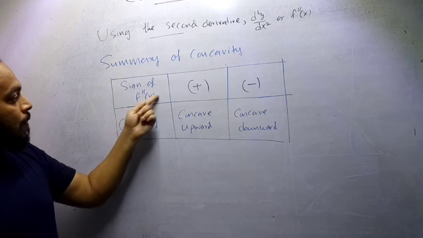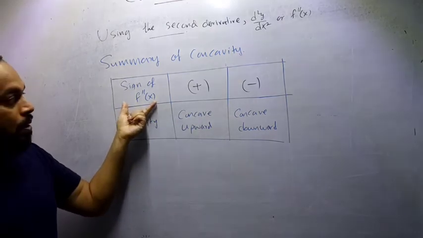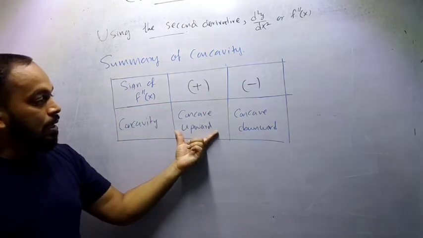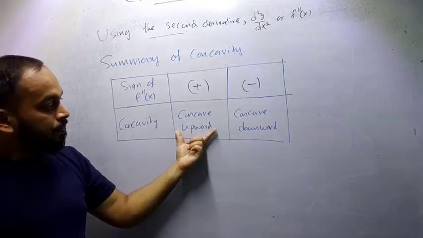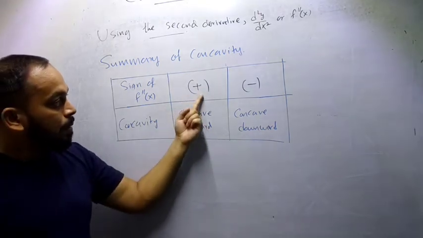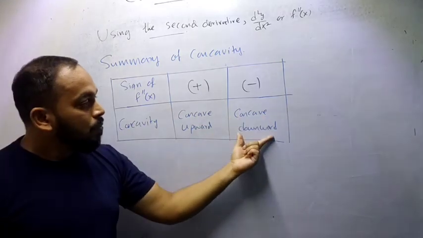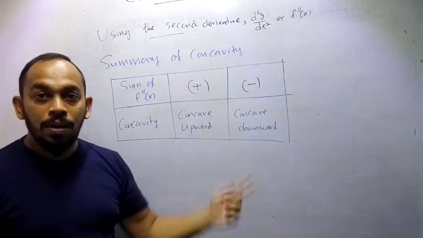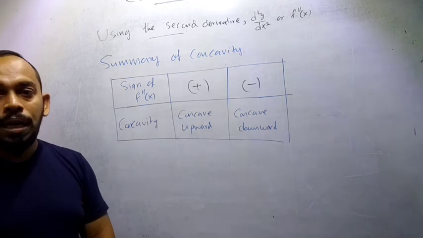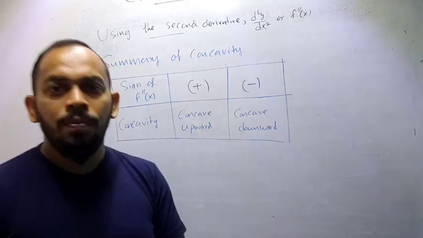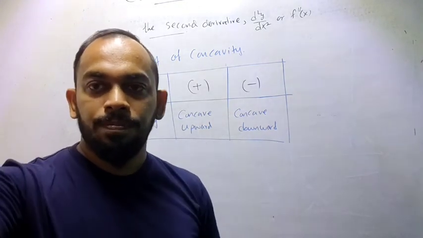Now the sign of f double prime, the second derivative: if it is positive, it means concave upward. Upward, positive, remember this. Concave downward, down means negative, right? If it is negative, we call it concave downward. So keep this in mind, and we'll look at an example now.